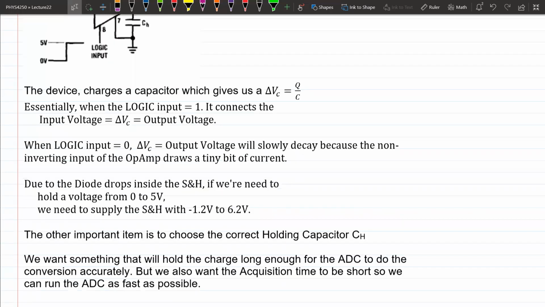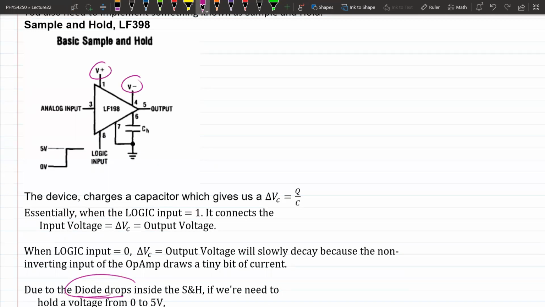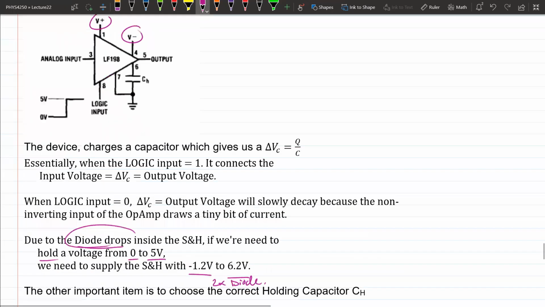Okay. So let's see. The other thing to note is that since we're dealing with transistors, there's also diodes inside the sample and hold, okay? If you want to hold a voltage from, let's say, 0 to 5 volts, that's the range you're working with, you actually have to have negative 1.2 volts to 6.2 volts because of 2x the diode drop, okay? So this power supply here has to be 1.2 volts beyond the range of your input, okay? So if you go from 0 to 5, you have to go negative 1.2 to 6.2, okay? Go even a little bit further than that, like 7.5 or something, right? That way, it actually can hold the voltage that you want, okay?